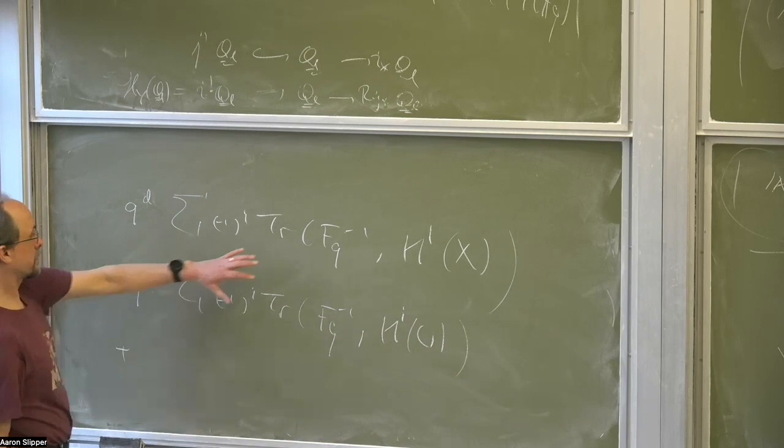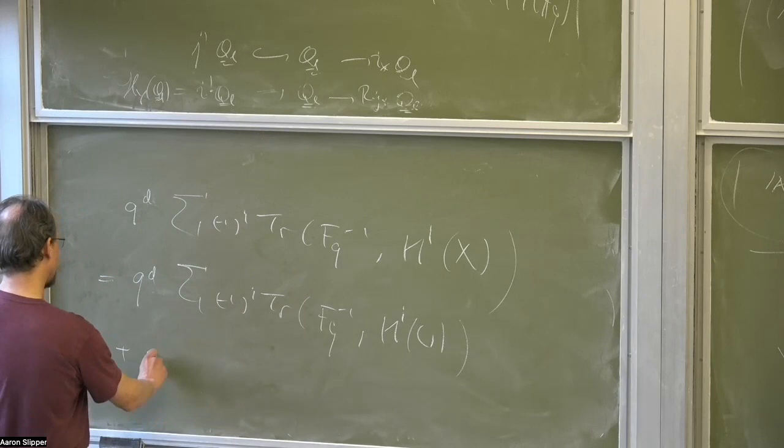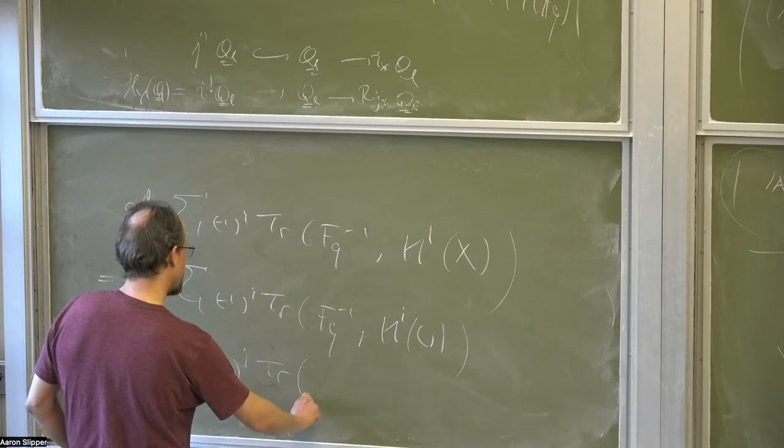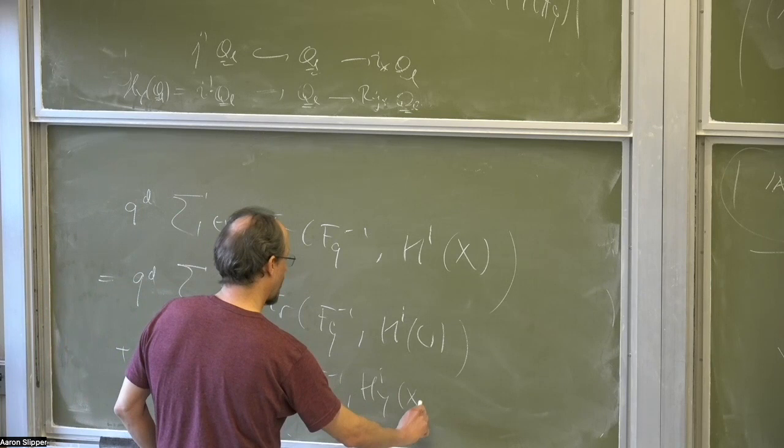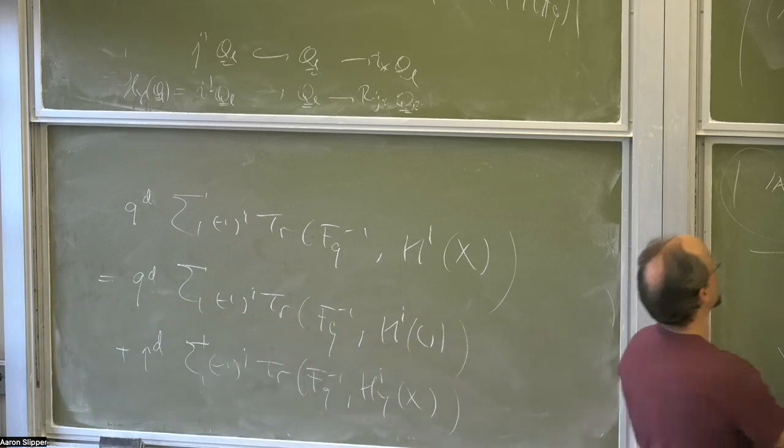So great, the point count for X is the point count for U, and then there should be another term, which is the point count for Y. But let's see what the term actually is. The term that we actually get is Q to the D times the sum of minus one to the I, trace of F cube inverse on the local cohomology along Y of X. So that's the actual thing we get, just by the very nature of the formulas.